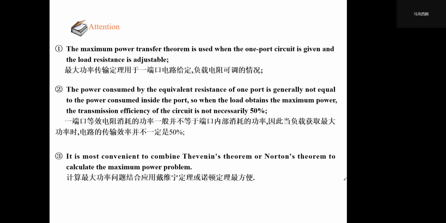When we're dealing with this kind of situation, it's easy to combine Thevenin's theorem or Norton's theorem to calculate the maximum power problem. So we can just transform this problem into a very simple form.